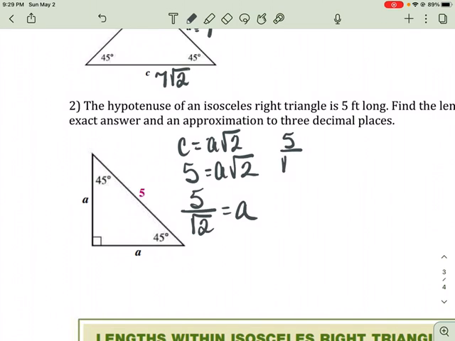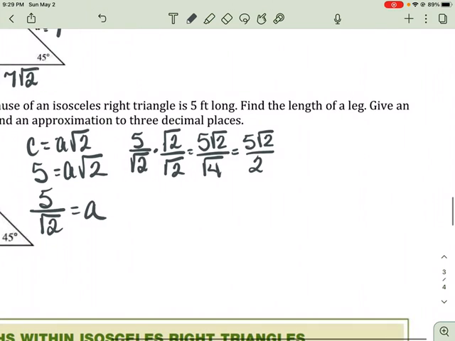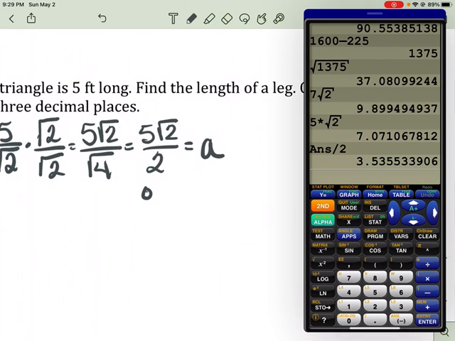So we're going to do 5 over square root of 2. And remember, we want to make it a perfect square on the bottom. So I need to multiply 2 by 2 to make 4 to be a perfect square. So I'm going to multiply straight across. So 5 square roots of 2 over 2 is our exact solution. And that's for a. And our approximate solution would be 5 times square root of 2, and then we're going to divide that answer by 2. And I got 3.53, and we're going to round to 3 decimal places.